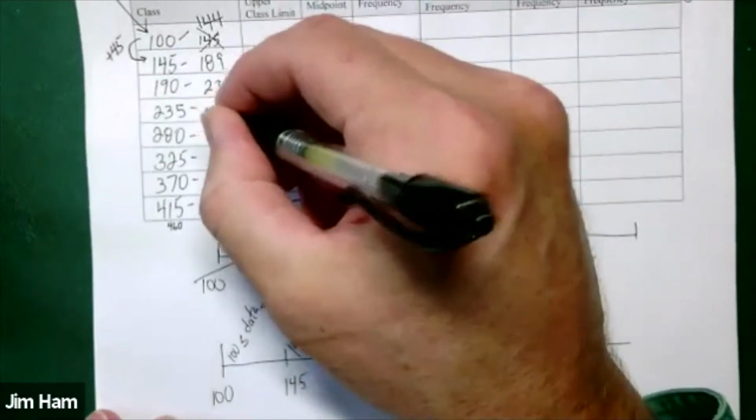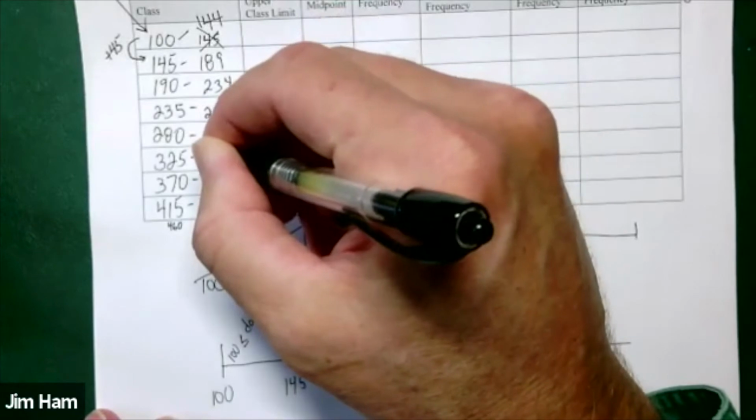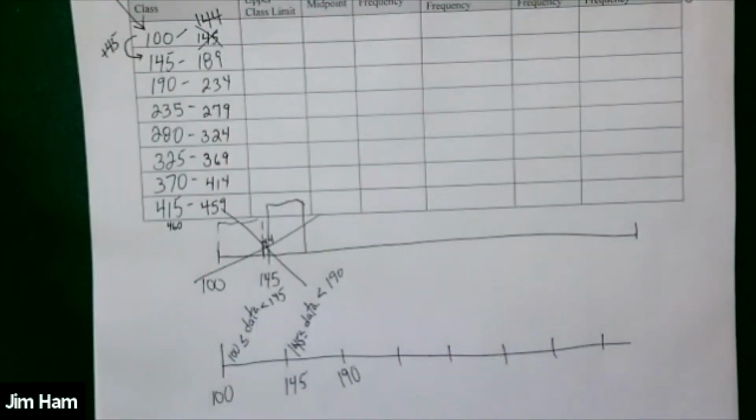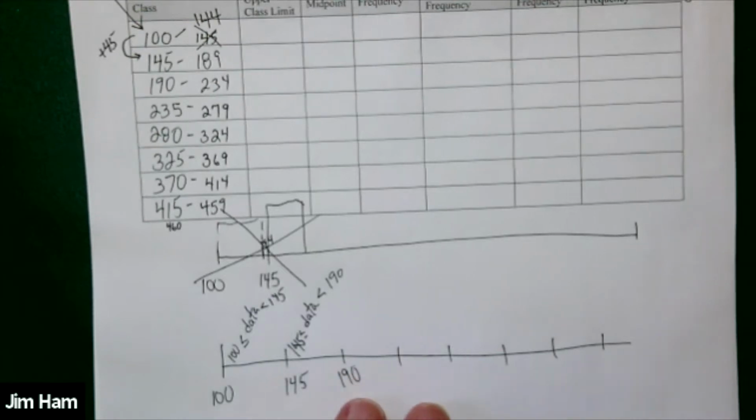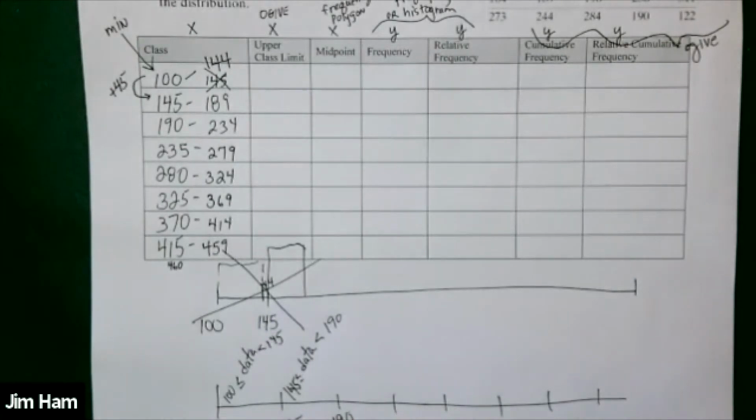Okay, so I'm going to complete this out, and this is what the classes will look like. And you can see the very last data value appears, 459, the max, appears in that last class. Now, let's work on some of these until we get to a point where it's going to be very hard to do the rest of the columns.